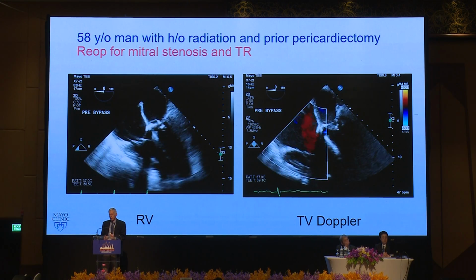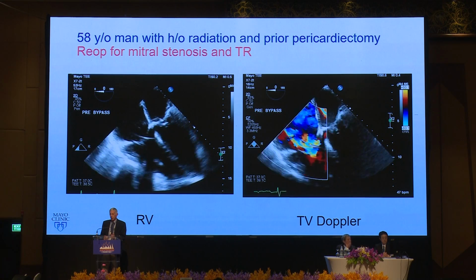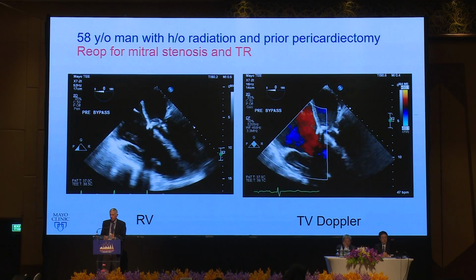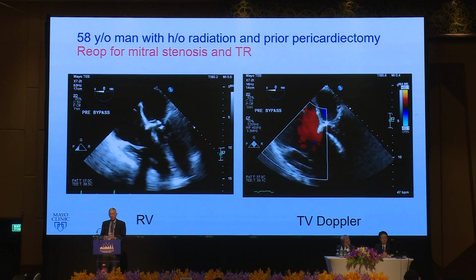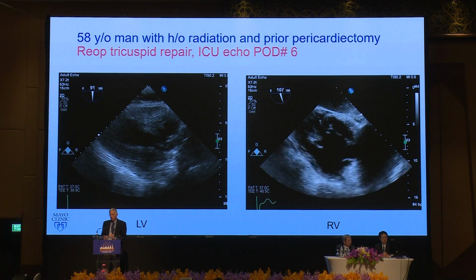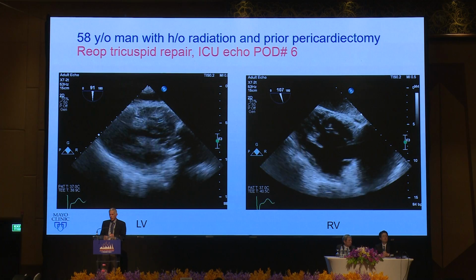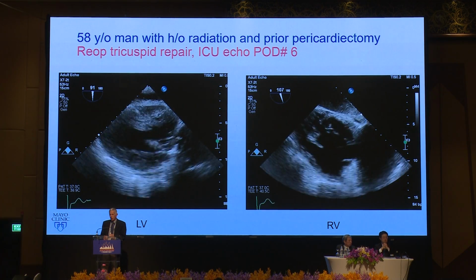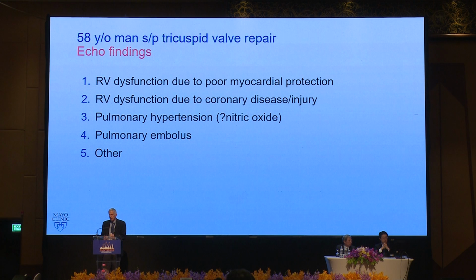This is a patient who had a complex case, previous pericardiectomy, radiation heart disease, mitral stenosis, and severe tricuspid regurgitation related to a pacemaker. We did a left atrial to LV bypass to get around the calcific mitral stenosis and repaired the mitral valve. After the operation, the patient's in the ICU still. The left ventricle is good. The right ventricle is not working very well. So what would you say is wrong? We have RV dysfunction due to poor myocardial protection. Maybe we injured a coronary artery. Maybe there's pulmonary hypertension. Maybe there's the odd case of a pulmonary embolus or something else.